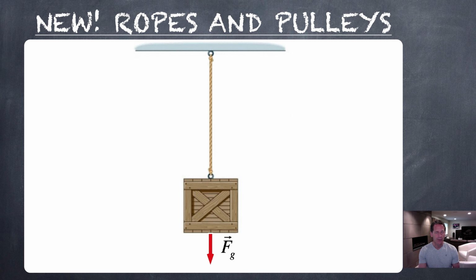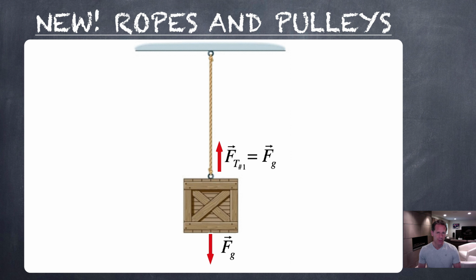How about if we take a look at a vertical situation? Well, if the box you see here is at rest, then the force of gravity pulling down must be balanced by the force of tension in the rope pulling up. I've labeled that as Ft1, and you can see here it's equal to the force of gravity. Would the tension in the rope be the same all the way up?